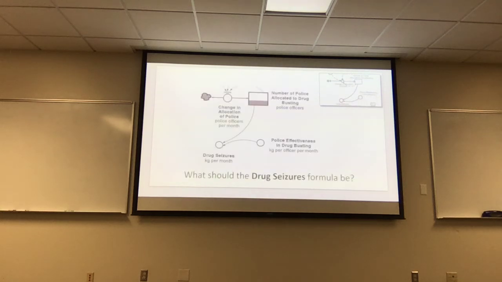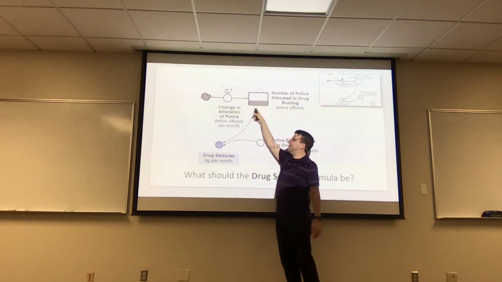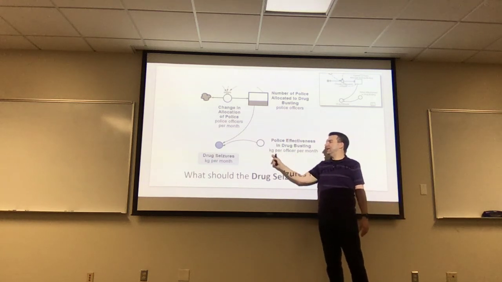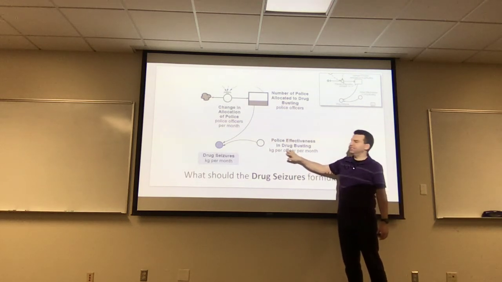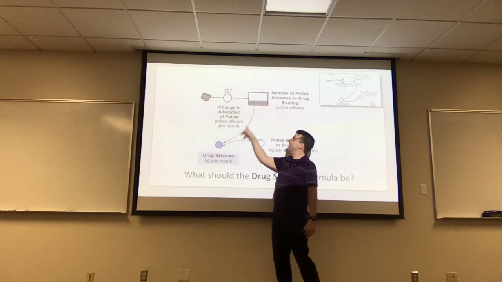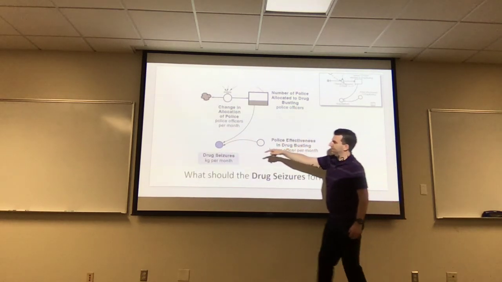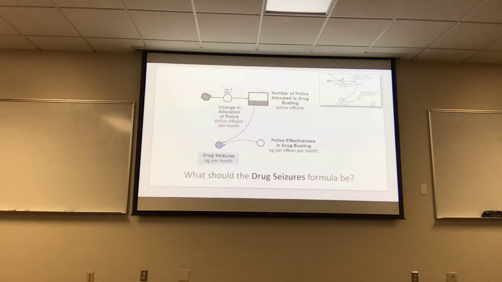So then let's look at a different formula here, drug seizures down here. I've got the number of police allocated to drug busting. That's the stock that we just handled the flow for. And then I've got police effectiveness in drug busting, which is a constant, and its units are kilograms per officer per month. So every officer takes this much drugs off per month. It's kind of a mouthful. And I've got police officers, not police officers per month, just police officers. So I've got police officers coming in, and kilograms per officer per month coming in, and I want this to be just kilograms per month. Immediately I look at that, and there's not a whole lot of ways to take a variable with police officers as a unit and a variable of kilograms per police officer per month, and then get a unit of kilograms per month out.